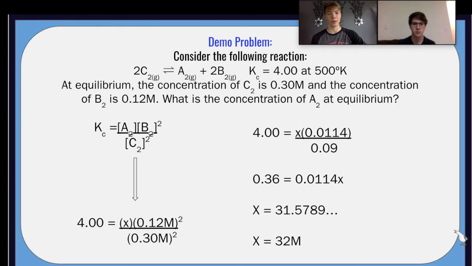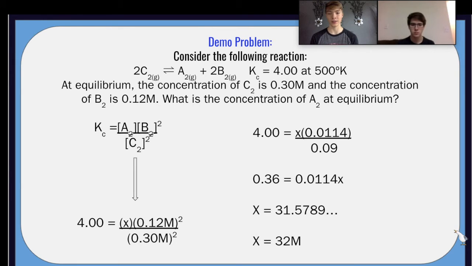So here's a demo problem to look at to help you envision what we're doing here. Alright, so consider the following reaction: 2C2 is at equilibrium with A2 plus 2B2, and the K for this is 4.00 at 500 Kelvin. At equilibrium, the concentration of C2 is 0.30 molar, and the concentration of B2 is 0.12 molar. What is the concentration of A2 at equilibrium?